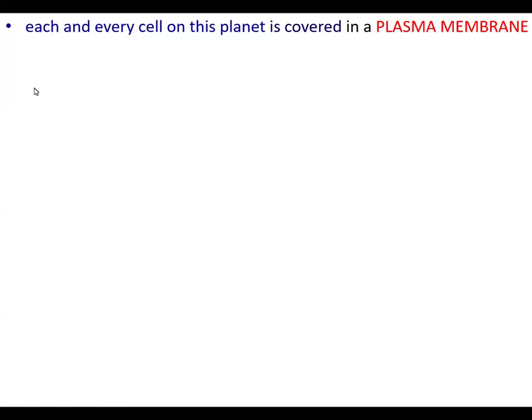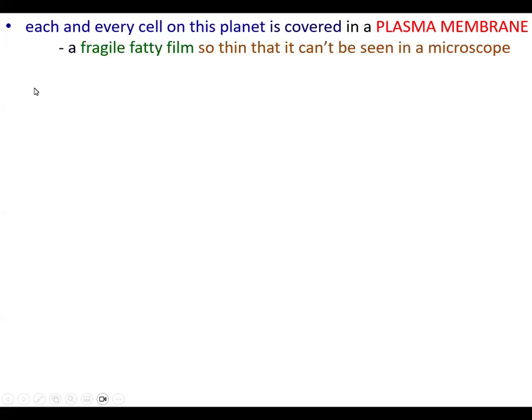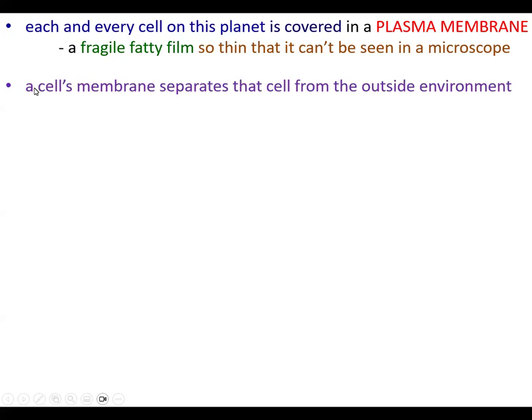So each and every cell on planet Earth has a plasma membrane. That's one of the defining characteristics of life on Earth. And this plasma membrane is a very fragile, fatty film, so thin that it can't even be seen on a light microscope. We need an electron microscope to see the structure of the membrane. It has about the consistency of olive oil usually, and so that's what's covering our cells.